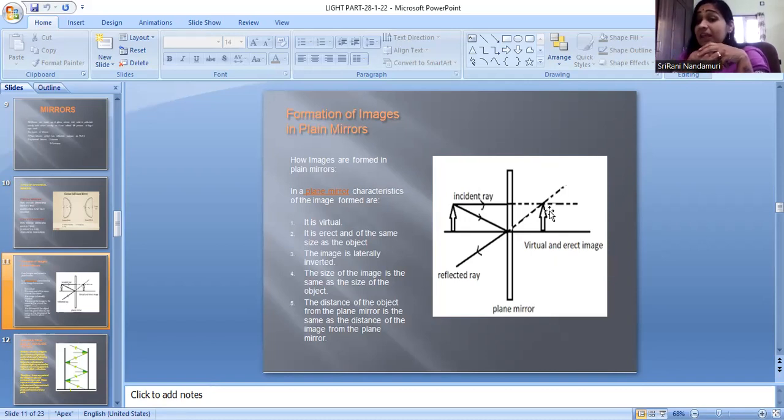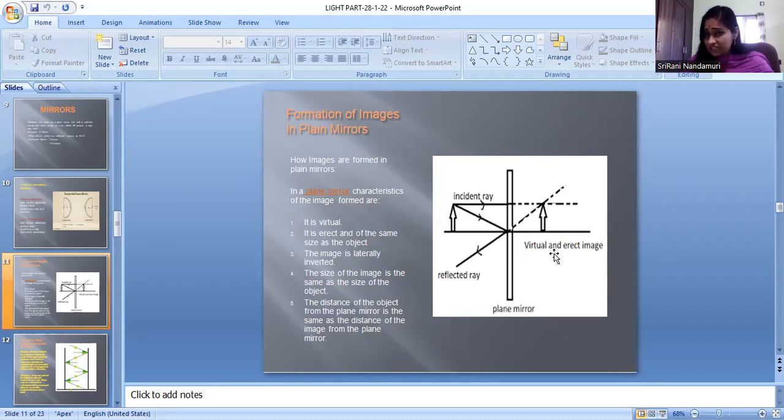Okay, in plane mirrors, you have to remember, children, in plane mirrors, always the image is virtual. Always the image formed is a virtual image. Virtual in the sense it is not real. Virtual means not a real image. Always plane mirrors form the virtual image. Here you can see in this figure, always the plane mirrors form virtual images.